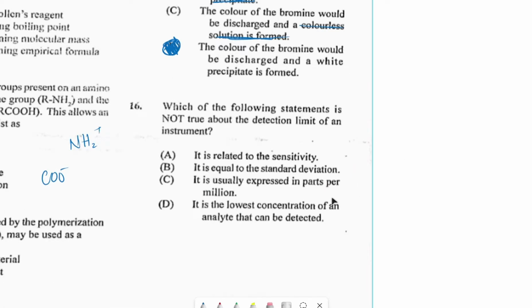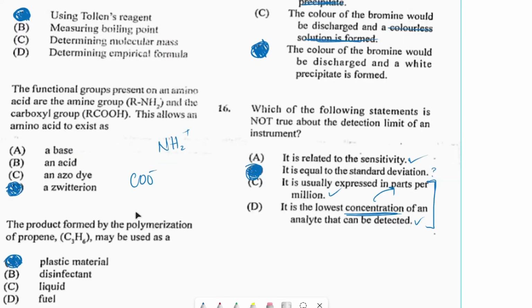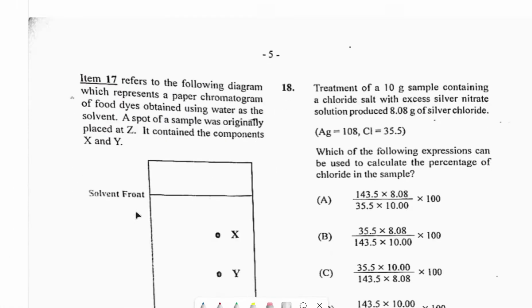Like, nah. Which of the following statements is not true about the detection limit of an instrument? Is related to its sensitivity? I believe so. It is equal to the standard deviation? Maybe not. It is usually expressed in parts per million? Could be. It is the lowest concentration of an analyte that can be detected. Yeah, I'll go B. 16. We're looking for number 17.